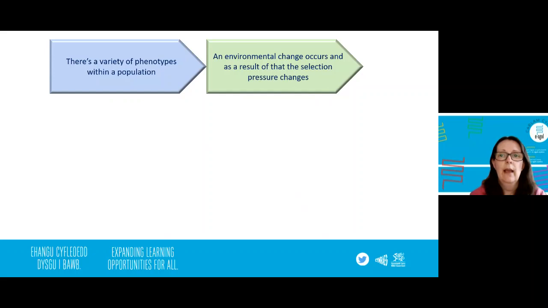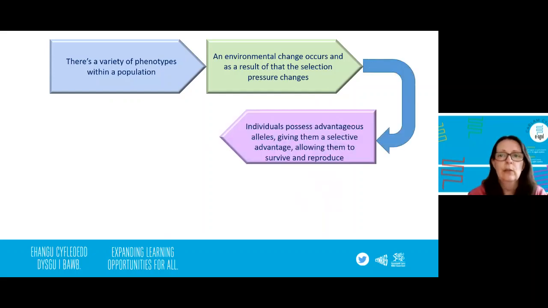And as that change occurs, then there is something called a change in the selection pressure. And what that means is that there's a change in how that organism is able to reproduce. So if there is a change in food, for example, then organisms that can survive on a particular variety of food will be able to reproduce and pass on their information. Whereas those organisms that can't survive on a particular food source will become extinct.